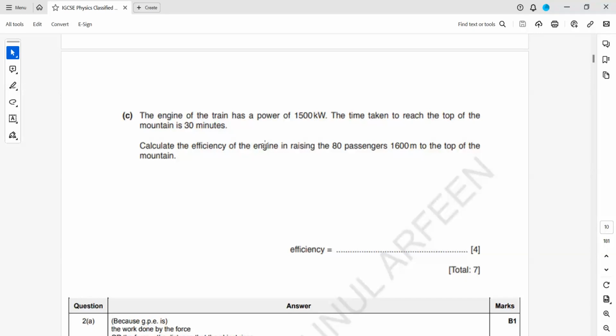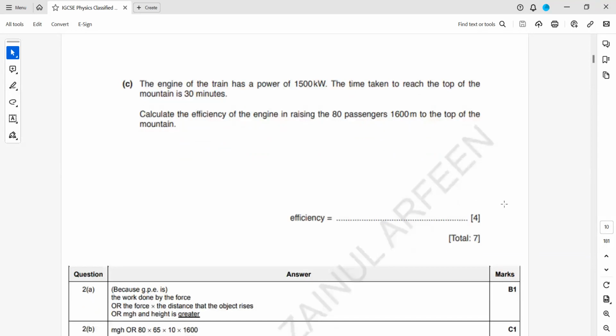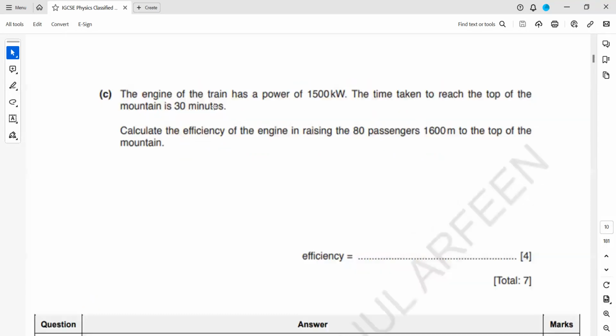The engine of a train has a power of 1500 kilowatts. The time to reach the top of the mountain is 30 minutes. Calculate the efficiency. What is the formula for efficiency? Efficiency is the useful power output divided by total input, multiplied by 100.